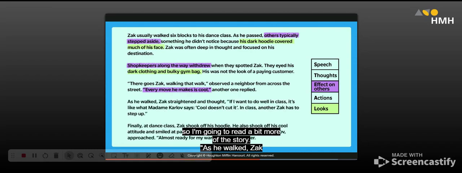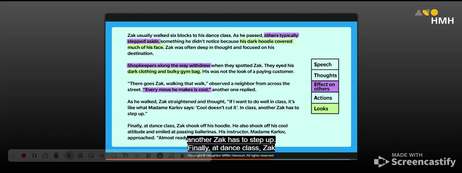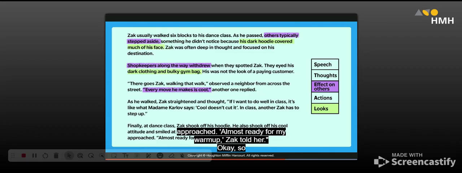As he walked, Zach straightened and thought, if I want to do well in class, it's like what Madame Krolov says, cool doesn't cut it. In class, another Zach has to step up. Finally at dance class, Zach shook off his hoodie. He also shook off his cool attitude and smiled at passing ballerinas. His instructor, Madame Krolov, approached. "Almost ready for my warm-up," Zach told her.